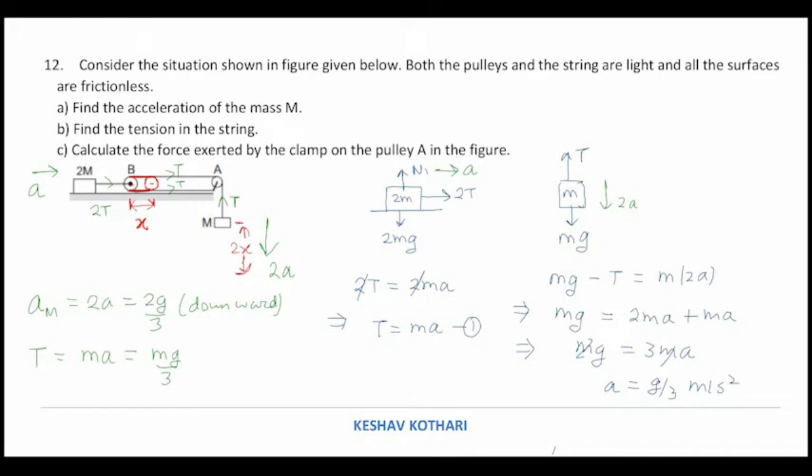Now the next question that is asked is to calculate the force exerted by the clamp on the pulley A in the figure. So the force exerted by the clamp on the pulley A is asked. If I draw this diagram like this, for the pulley A, there is a tensional force T in this direction acting on the pulley A, another tensional force T in this direction on the pulley, and there is a reaction force R1, which is the resultant of the tension forces, acting in this direction by the clamp on the pulley.